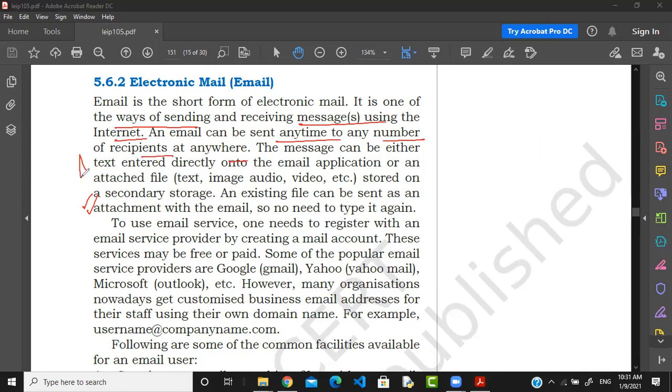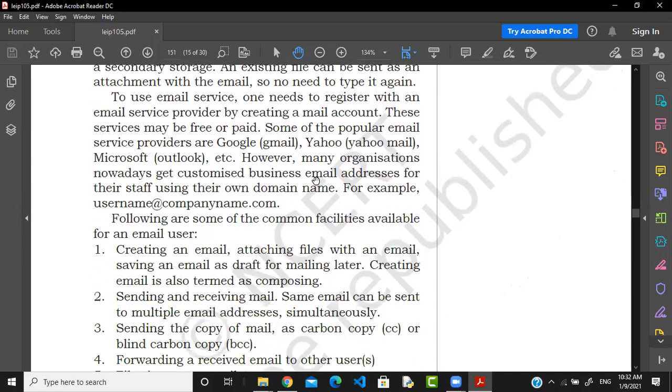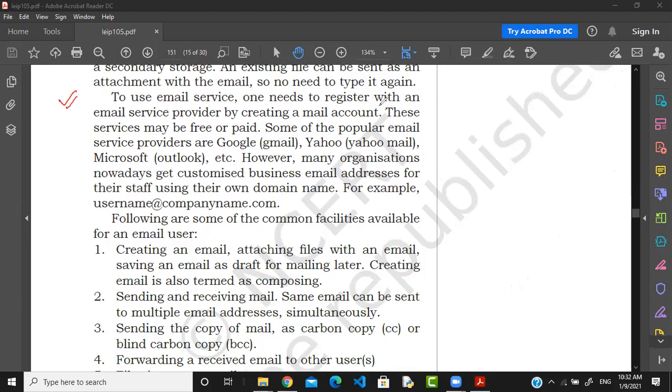The message can be either in text format or in the form of an attached file. We can attach anything: text, image, audio and video stored on secondary storage. Any existing file you can send through the internet, through email, as an attachment. So no need to type it again and again. If you have any file and you want to share it, just attach the file and send. Okay, so to use the email service, we need to register with an email service provider. If you want to use the email service, what is the first thing?